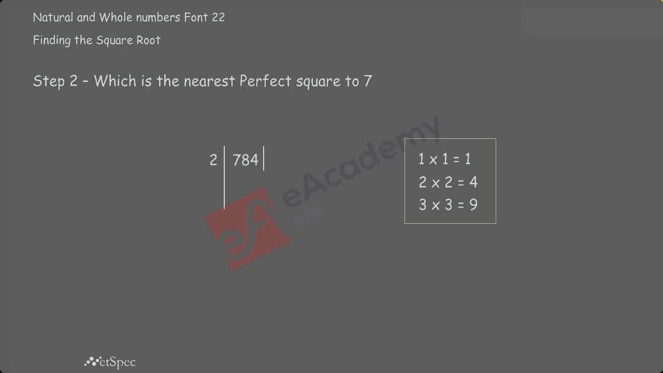One 2 we have to take as divisor and another 2 we have to take as quotient. 2 into 2 is 4, so write 4 here. 7 minus 4 is 3, so write 3 here. Next, we have to drop down the remaining numbers. Let us drop 84 at a time and double the quotient as well. That is, double the number 2, which is equal to 4.